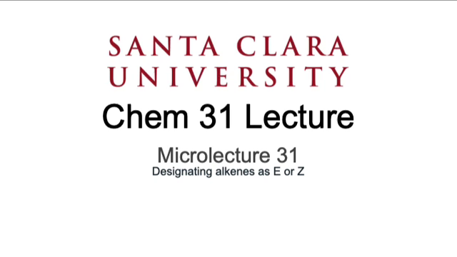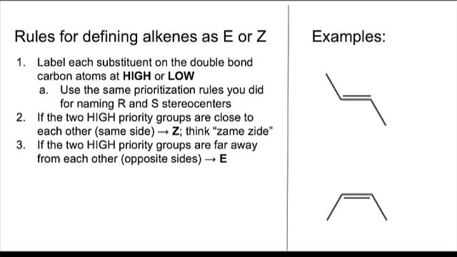Welcome to Microlecture 31. I'm going to teach you here how to name alkenes as E or Z alkenes. The rules for defining alkenes as containing E or Z stereo configuration are as follows. First, we want to label each substituent on the double bond carbon atoms as high or low. We're going to use the same prioritization rules that we used when we were naming R and S stereocenters.